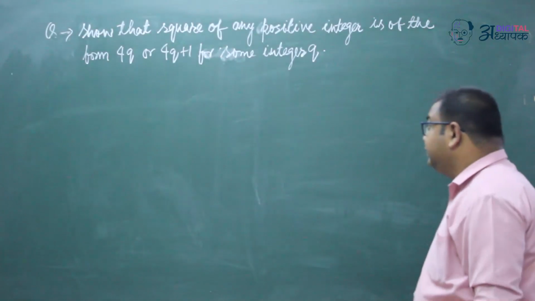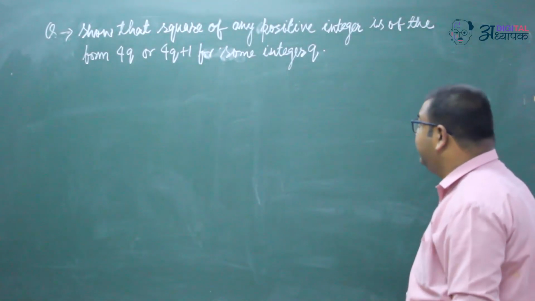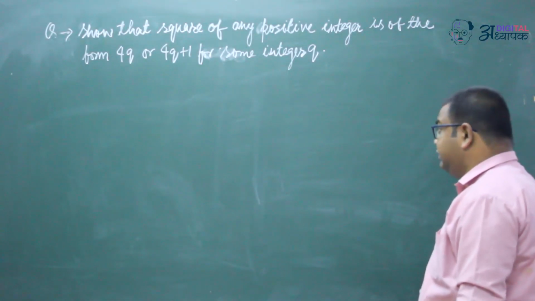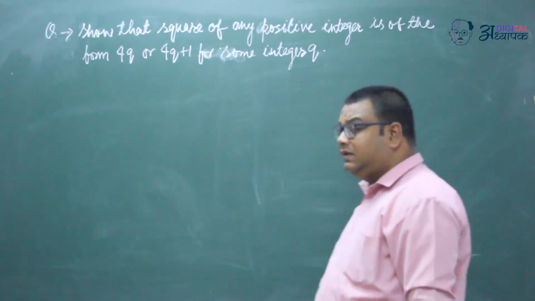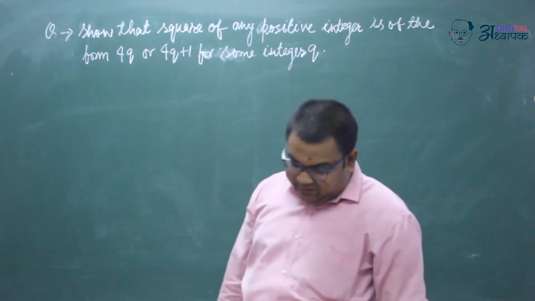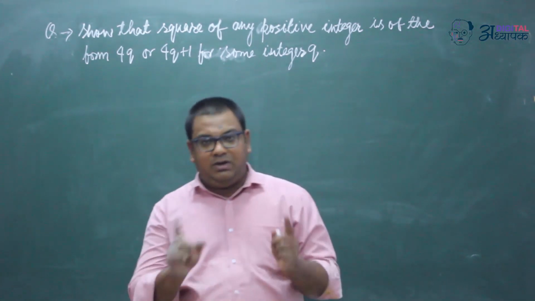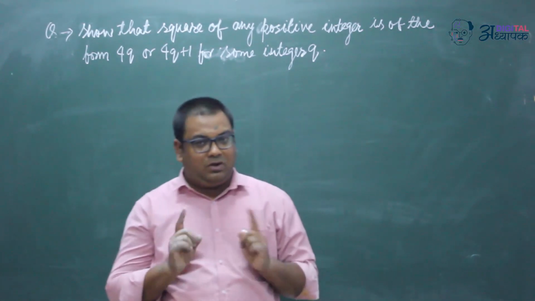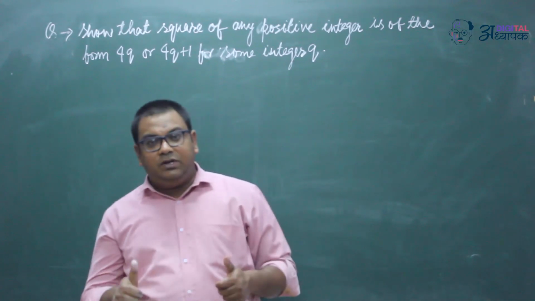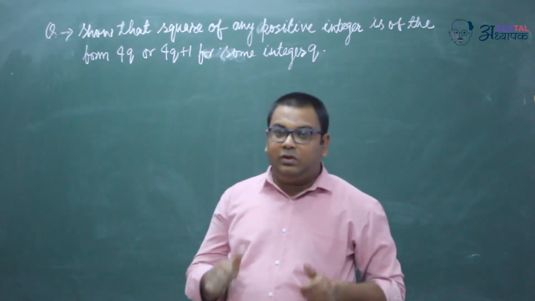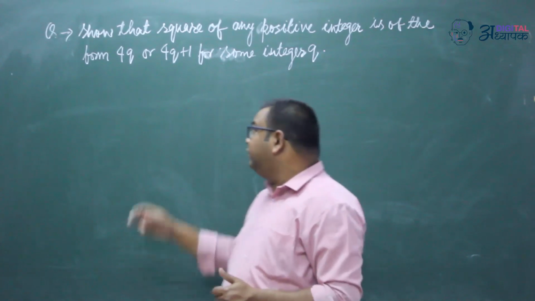Now the question that we have today is: show that the square of any positive integer is of the form 4q or 4q plus 1 for some integer q. Dear students, there is a thought behind this question, so we will understand that process first and then we will solve the question.